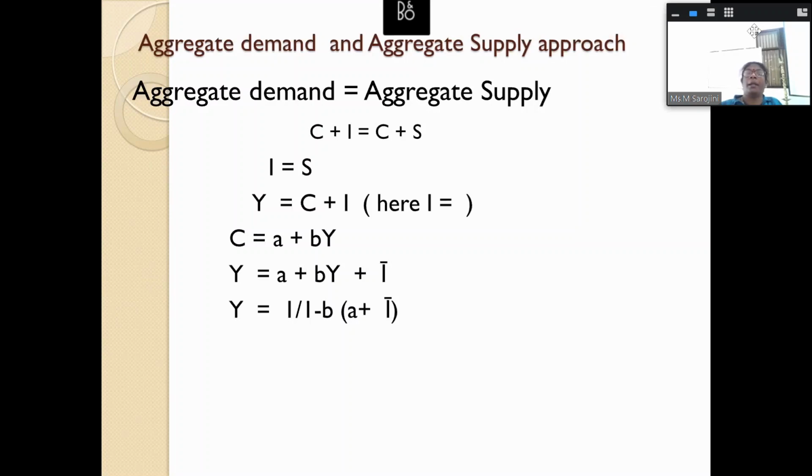Here, the aggregate demand and aggregate supply approach, as we already learned, C plus I is equal to C plus S. Here again, we can come to the saving and investment function. Since C is common to both sides, the balance is I equal to S. The first indicates the aggregate demand and aggregate supply function, and the second indicates the saving and investment functions. Once the information is given like this, C is equal to A plus BY and I is equal to bar I, you have to put bar I.